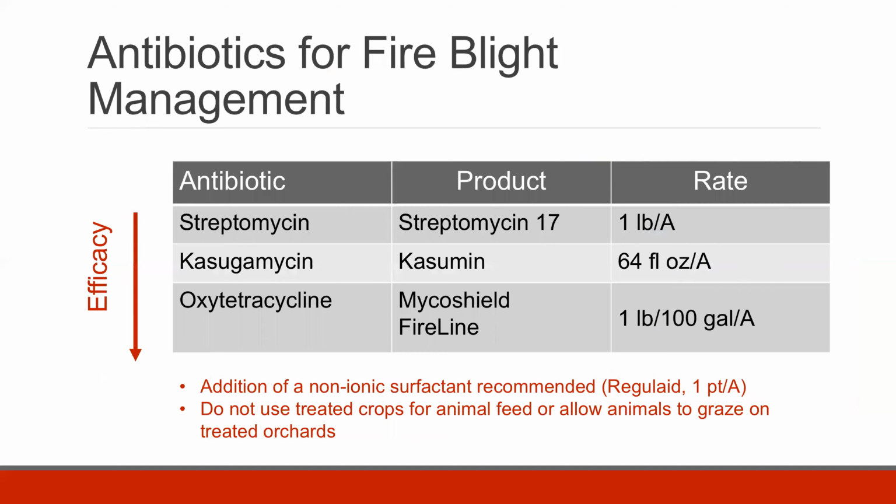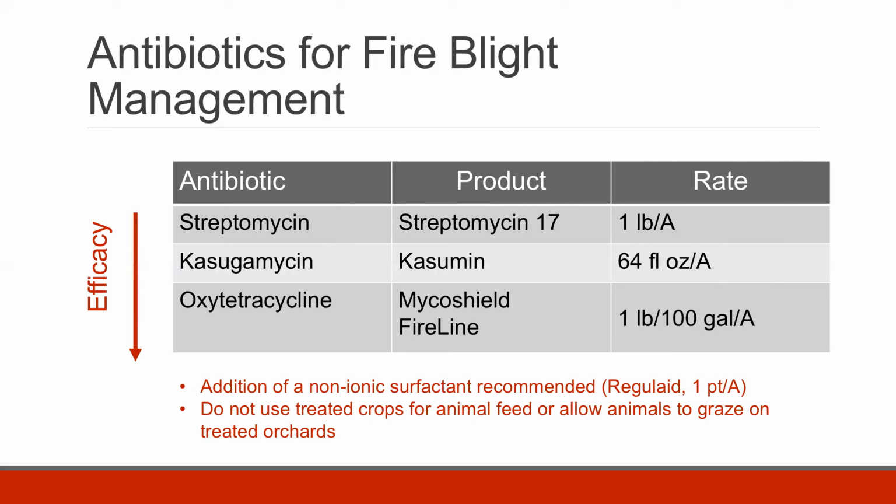So this table here shows the 3 antibiotics that are registered for use in Ohio, and those include streptomycin, kasugamycin, and oxytetracycline. And the efficacy of these antibiotics varies somewhat, with streptomycin being the most effective and oxytetracycline the least effective. However, this is only true if resistant Erwinia are not present in the orchard.